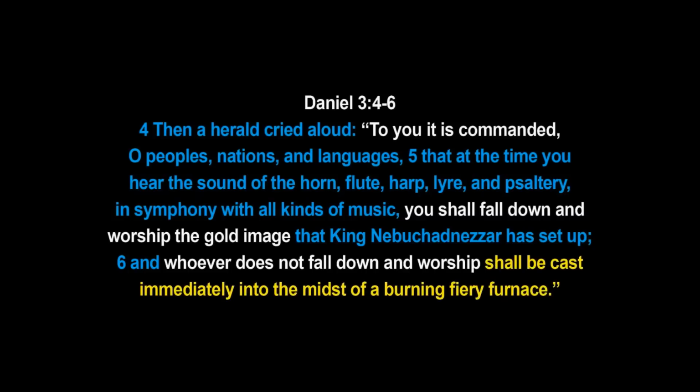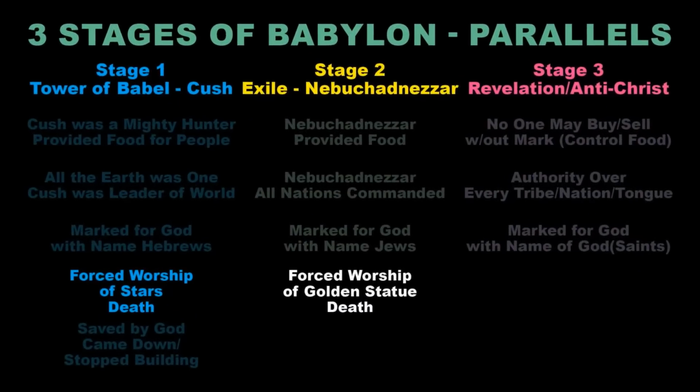Forced worship, and unless the people worshiped the statue, there was the penalty of death. So we go back to our chart and see that the second stage had forced worship with the penalty of death, just like the interpretation of the Tower of Babel. Can you see what I'm talking about here and how I got here? But what about the third stage and the Antichrist? For those of you who read the Bible will know where this is headed.